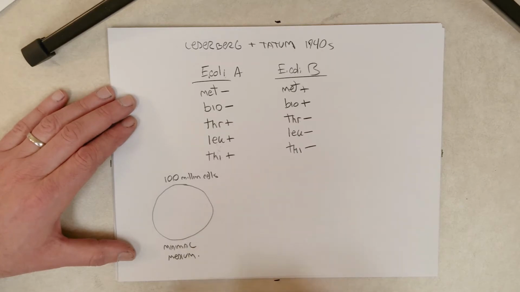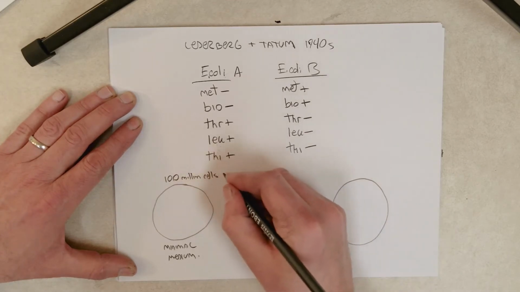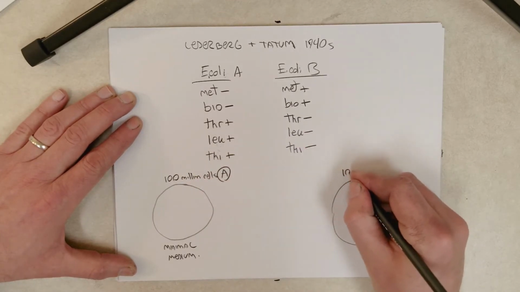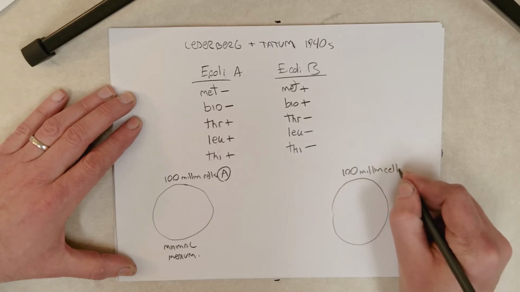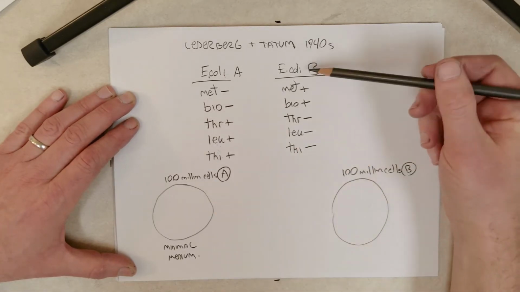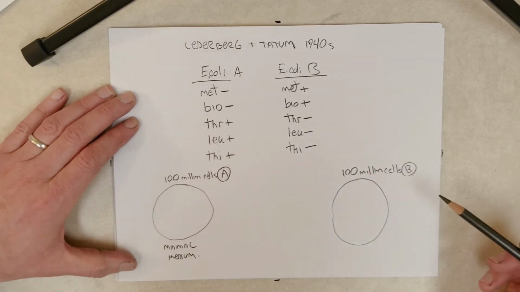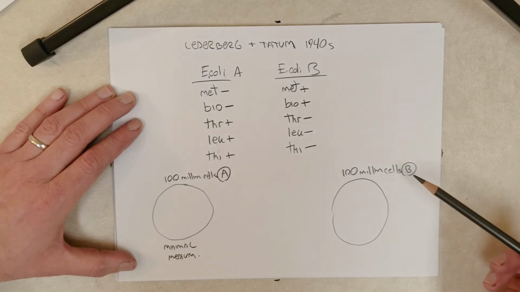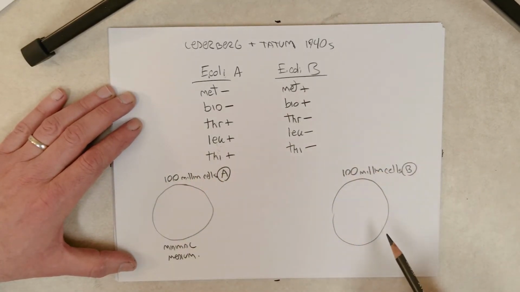They plated the cells, let the plates sit for a day in the incubator. Nothing grew. Same thing for 100 million cells of B. Now, I'm just assuming they took these and plated them directly, no incubation or anything like that. I don't know the exact details, but you should be able to see what's going to happen after this next step.